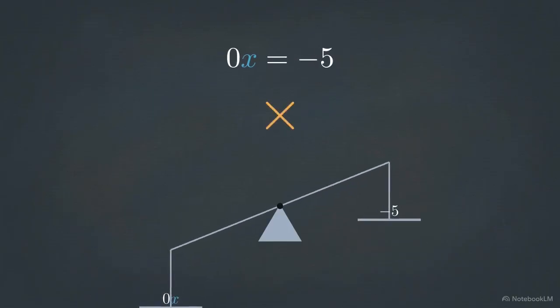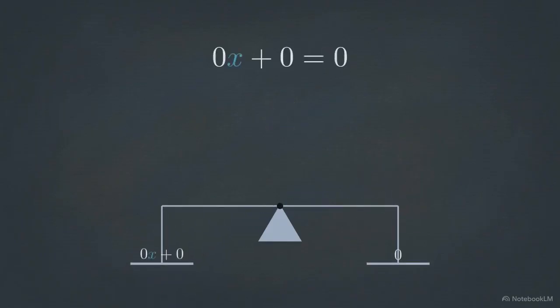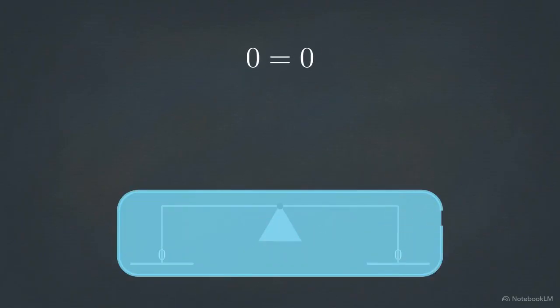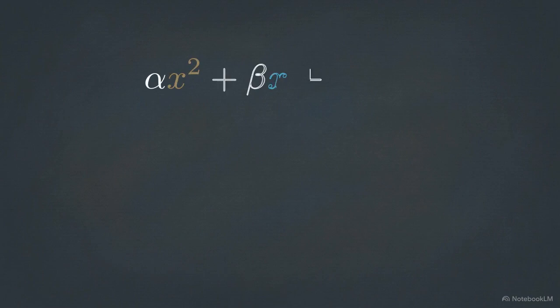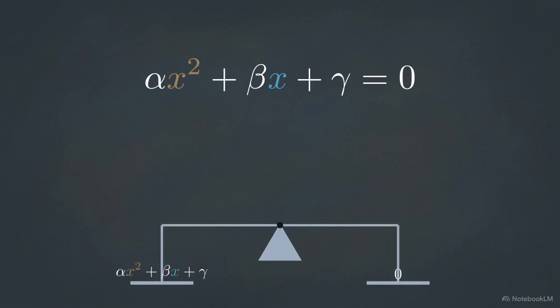If the coefficient of x is 0, but the constant is not, the math collapses into an impossible contradiction. But if both are 0, the scale becomes a perfect identity, a mirror where every possible number is a valid solution. But for centuries, mathematics was halted by a much more formidable obstacle, the second degree, or quadratic, equation.